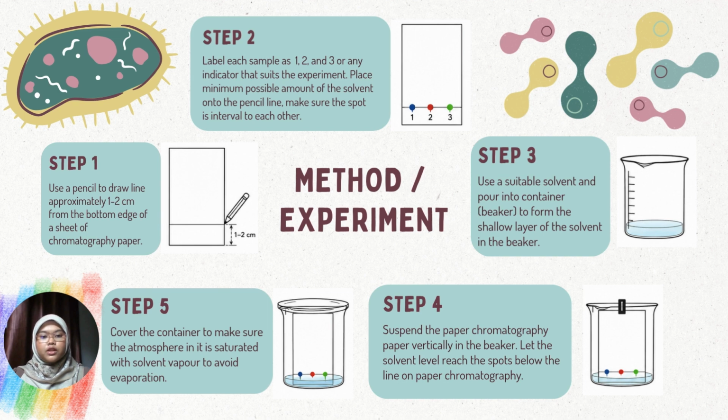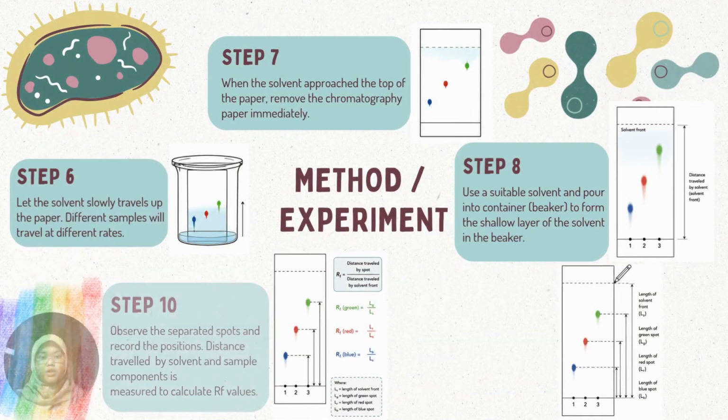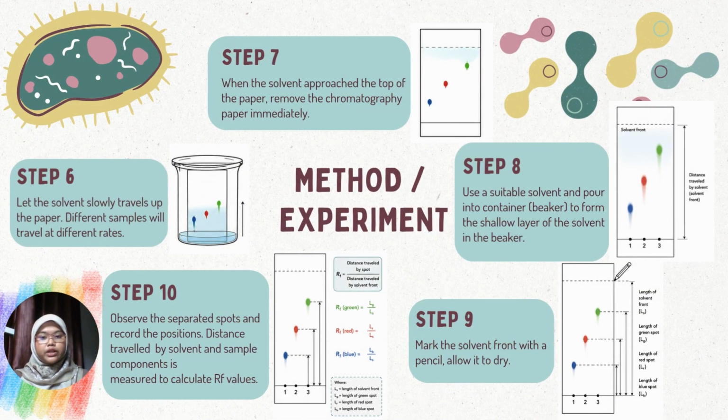Let the solvent level reach below the spots on the line on the chromatography paper. Step 5. Cover the container to make sure the atmosphere in it is saturated with solvent vapor to avoid evaporation. Step 6. Let the solvent slowly travel up the paper. Different samples will travel at different rates. Step 7. When the solvent approaches the top of the paper, remove the chromatography paper immediately.